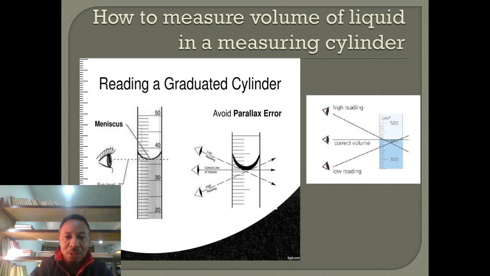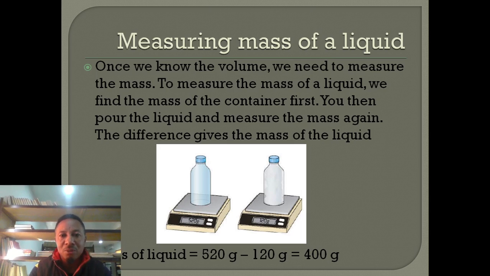All right. So how do we measure mass? After measuring the volume of a liquid, it's important that you get the mass of the liquid to be able to calculate the density of the liquid. So once we know the volume, we need to measure the mass. To measure the mass of the liquid, we find the mass of the container first. Get the mass of an empty container that you're later going to put the liquid in, like this. The mass of this empty container is 120 gram.